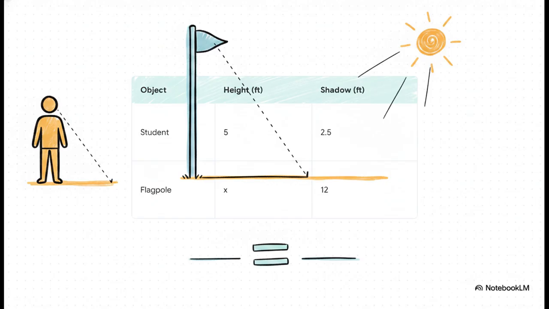We set up the proportion. Your height over your shadow equals the flagpole's height over its shadow. So 5 over 2.5 equals x over 12. Notice the relationship on the left side there. 5 is exactly double 2.5. The scale factor is 2. So what number is exactly double 12? 24. Cross-multiplying gives us the exact same result. 2.5 times x equals 60. Divide by 2.5 and x equals 24.